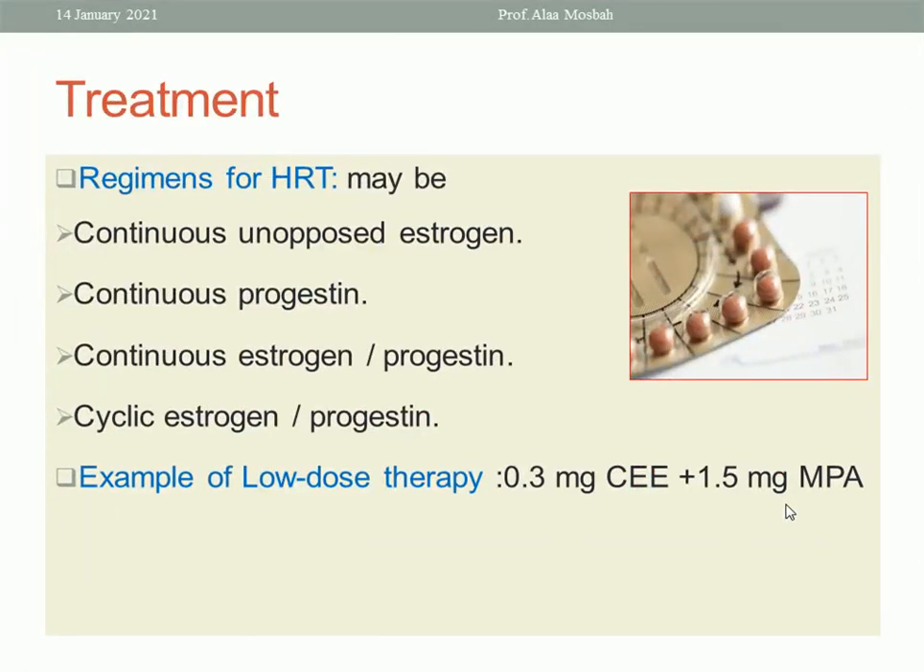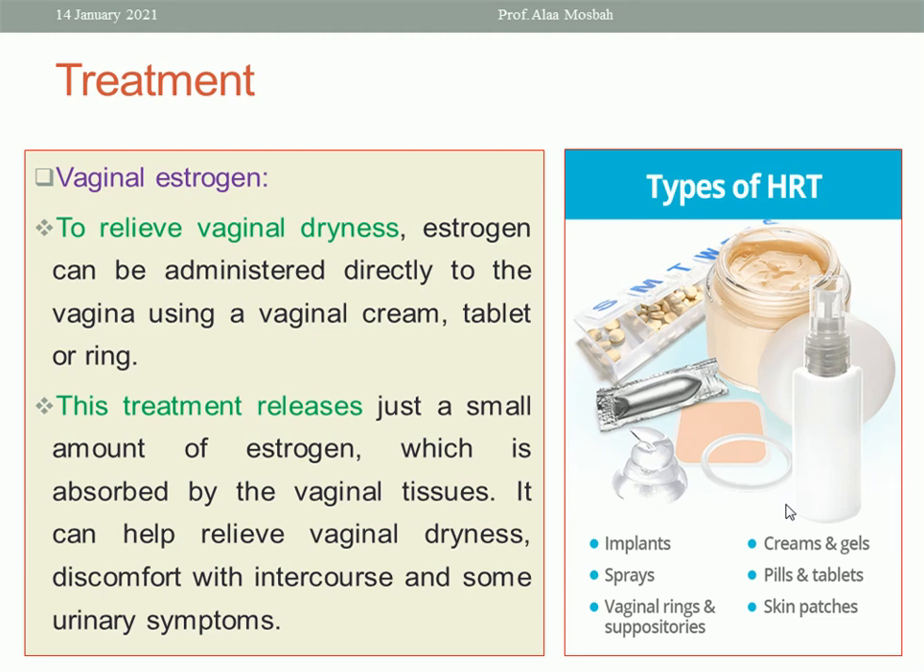Regimens of treatment may be continuous unopposed estrogen, or continuous progestin, or continuous estrogen and progestin, or cyclic estrogen and progestin. An example of a low-dose therapy is conjugated estrogen 0.3 milligram plus 1.5 milligram medroxyprogesterone acetate. This is an example of a small dose. Of course, hormone replacement therapy could be oral or vaginal or intramuscular injection or skin patches. So I have different types of hormone replacement therapy.